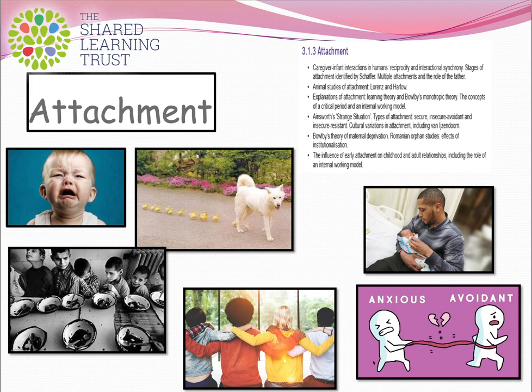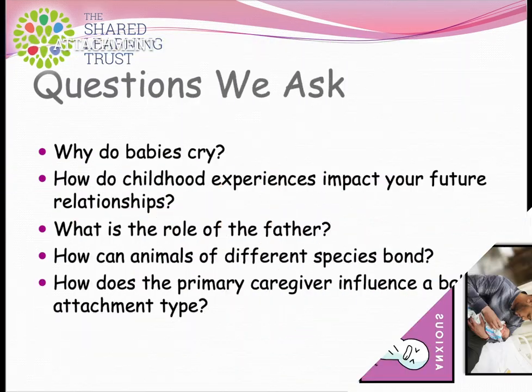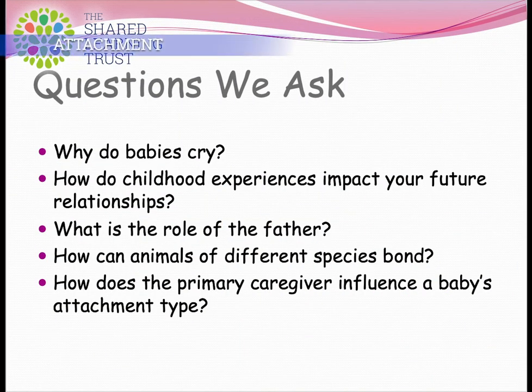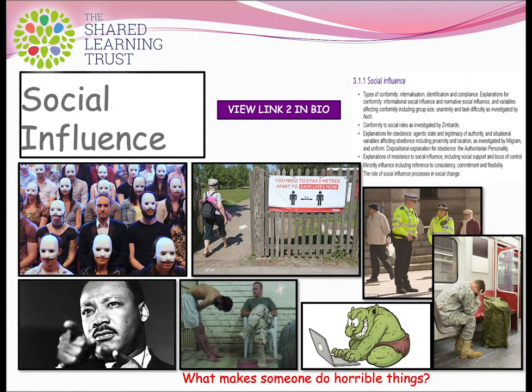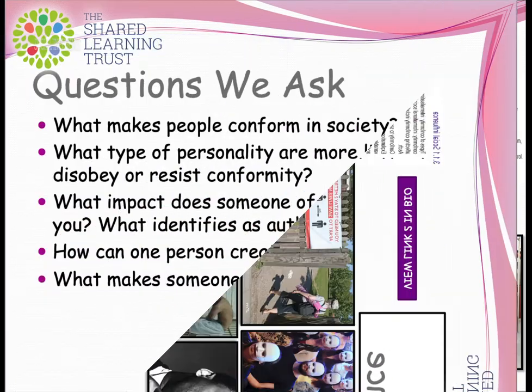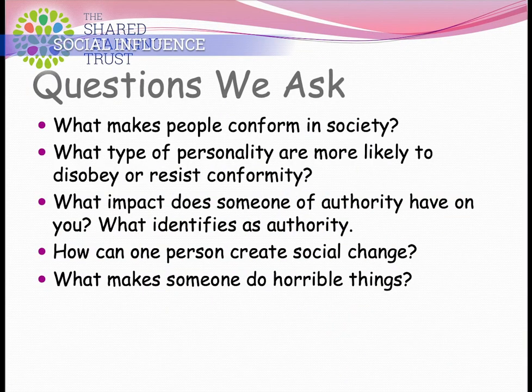The Attachment Unit. This unit investigates how our levels of attachment with our main carer can influence our physical, social, emotional and intellectual development. The Social Influence Unit. This talks about why do people conform to society, why are some people more likely to obey instructions more than others despite some serious consequences and outcomes.